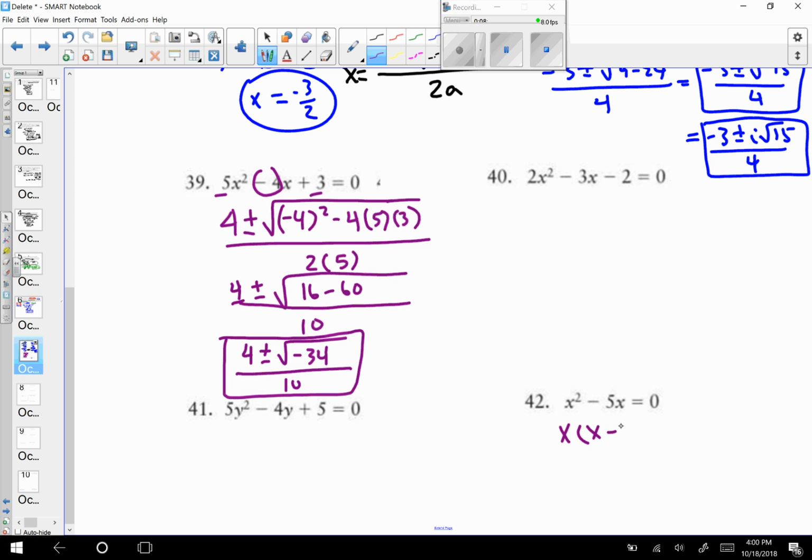Factor out an x, we're left with x minus 5 is equal to 0. We have 2 different cases, x equals 0 and x minus 5 equals 0. So here x is equal to 5, folks. So 2 answers. Okay.